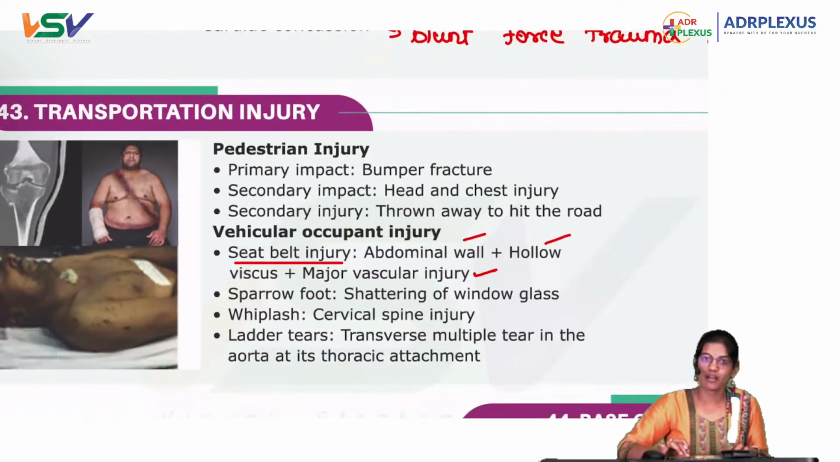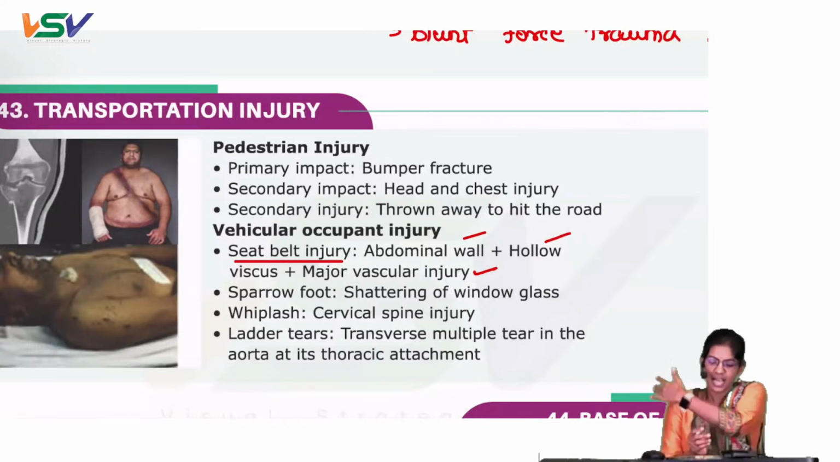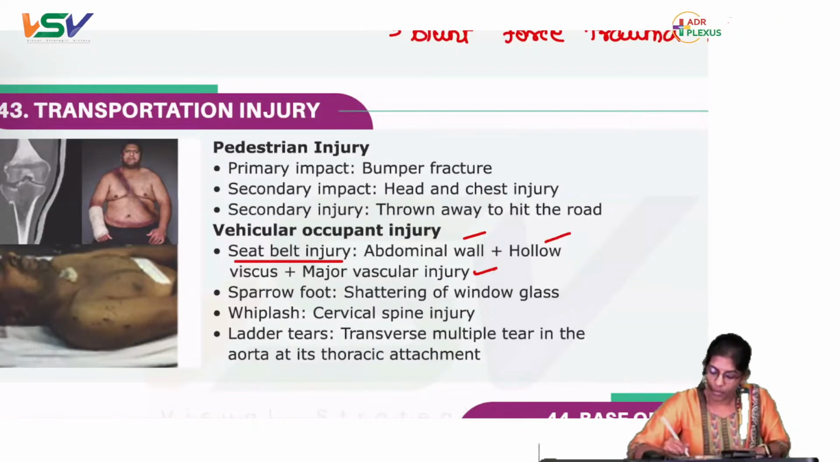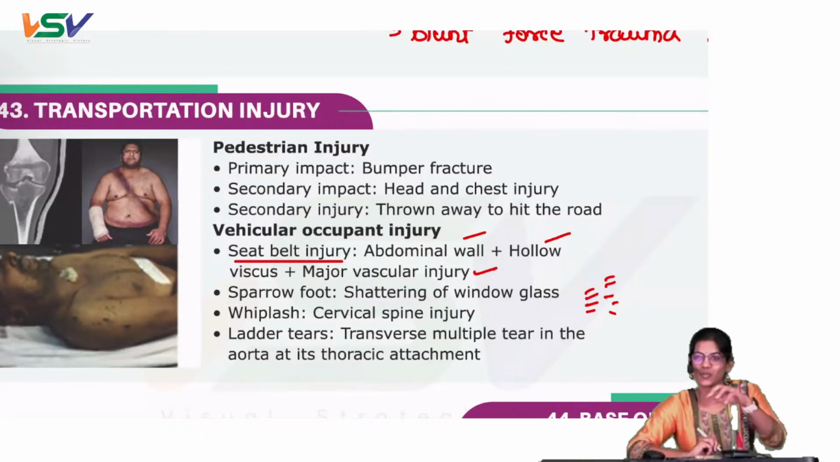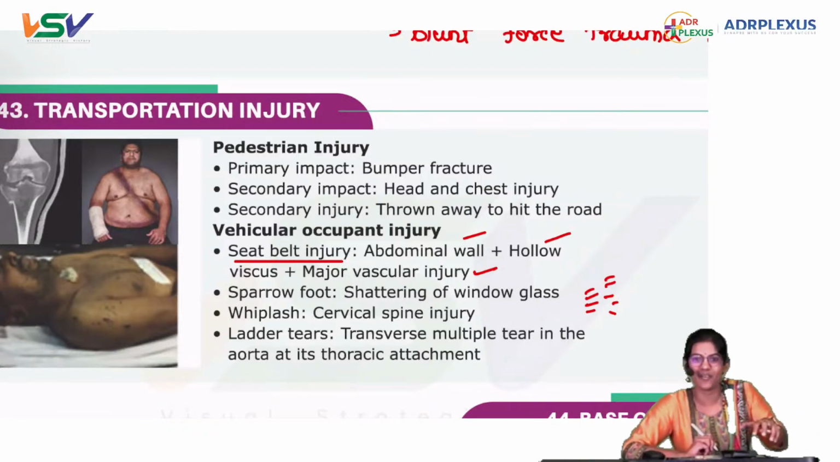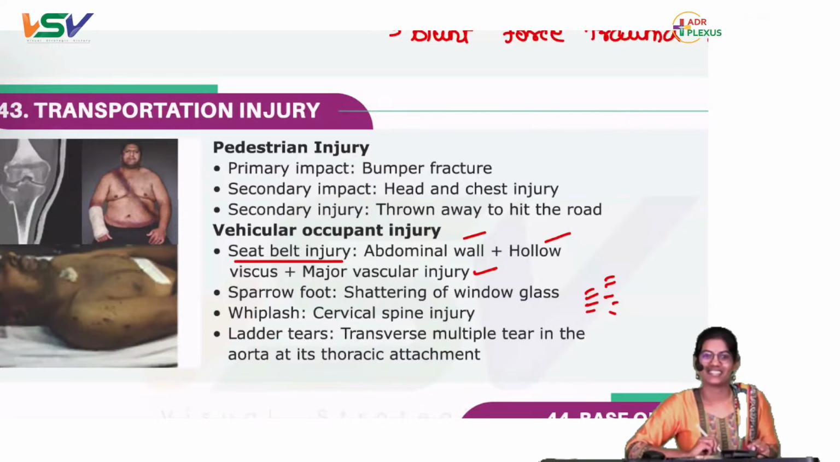Then we have sparrow foot marks, from the shattering glasses on the side. Whichever side the person is sitting, that side the glass shatters, and the shattering glass will produce small superficial cuts. This is the sparrow foot mark. Look at these marks. Don't they look as if a sparrow has played on a sandy region? So if you see the sparrow's foot mark, it will look like this.